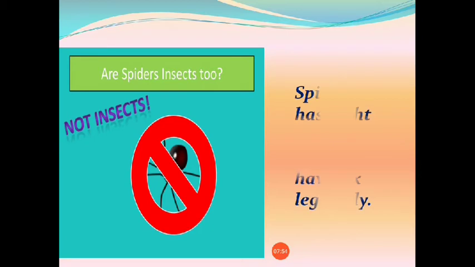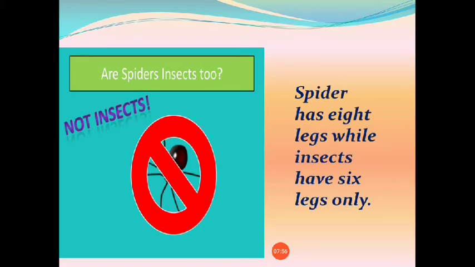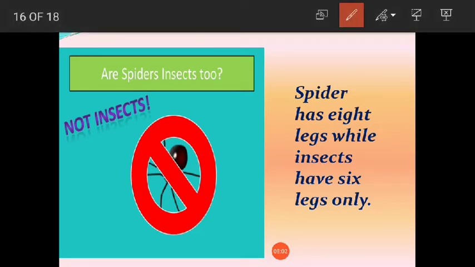So children, you might be surprised: the spiders on the walls in our house, are they also insects? No, they are not insects. Why? Because they have 8 legs, while insects have only 6 legs.